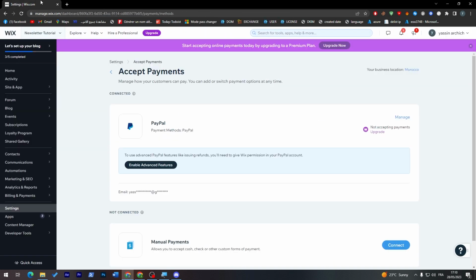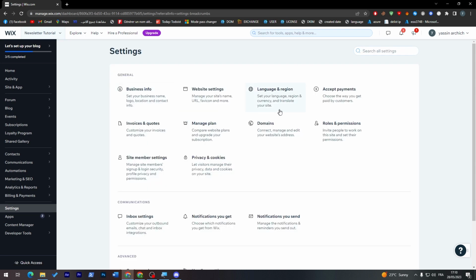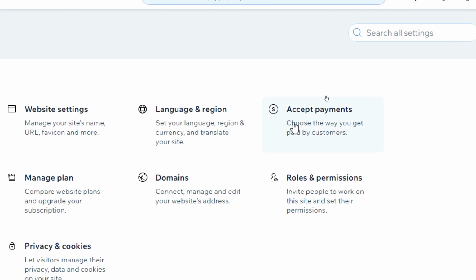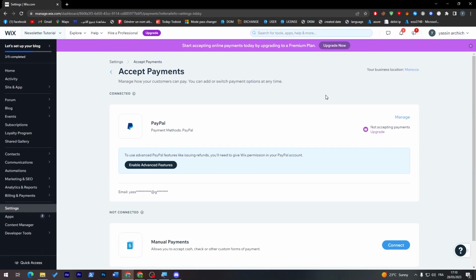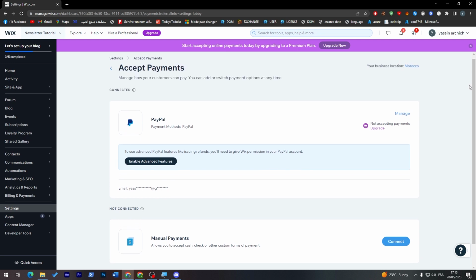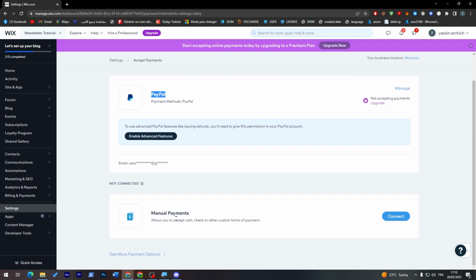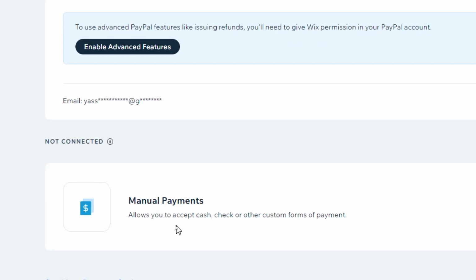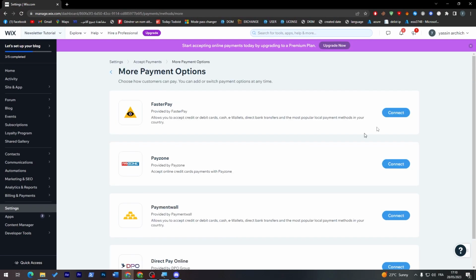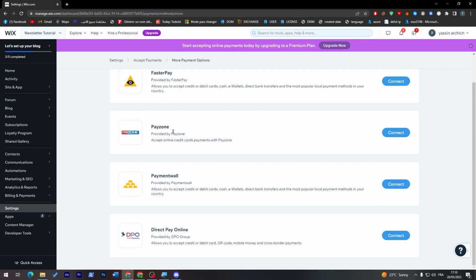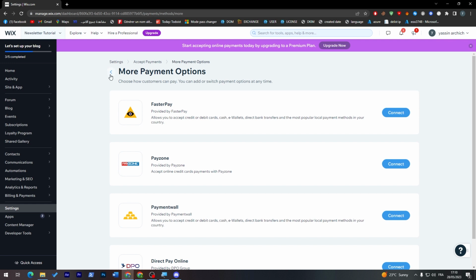And anyway, there are also other payment methods that you can add to Wix besides PayPal. So for example, here, if I go back to settings and click on accept payments, make sure to go to this part and see every bank or payment gateway that supports your country. As an example, in Morocco, we always accept PayPal, manual payments such as cash or other custom forms of payment, and here they accept FastPay, PayZone, Payments Wall, and Direct Pay Online. So these are the only things that will be accepted in Morocco.